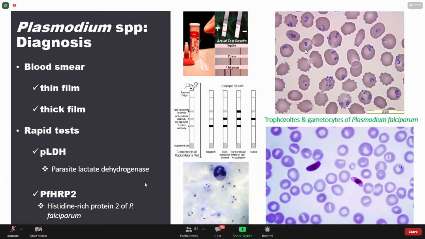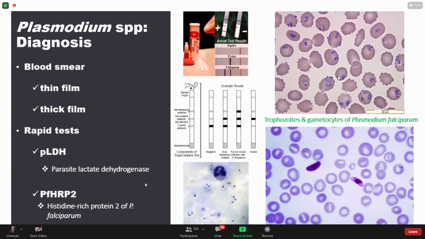Now, what I was trying to explain is that when you look at the number of parasites that you can find within a red blood cell, and you observe multiple parasites in a red cell, as you can see here, you have 1, 2 parasites. Here you have like 3 parasites. That is highly suggestive of P. falciparum, okay?